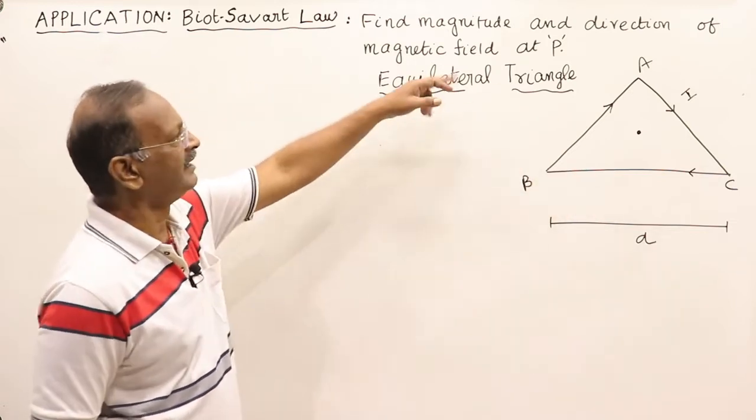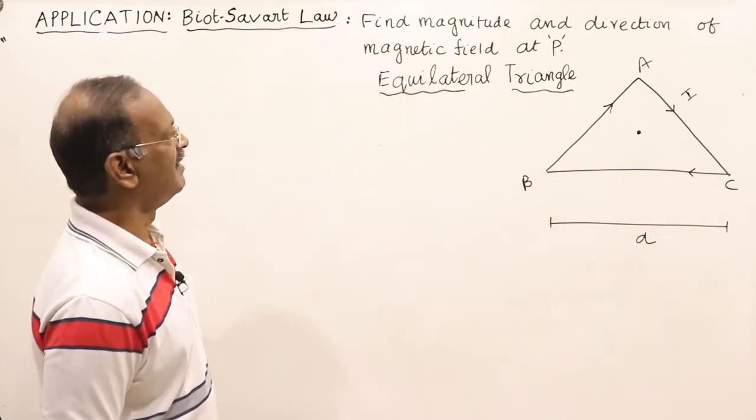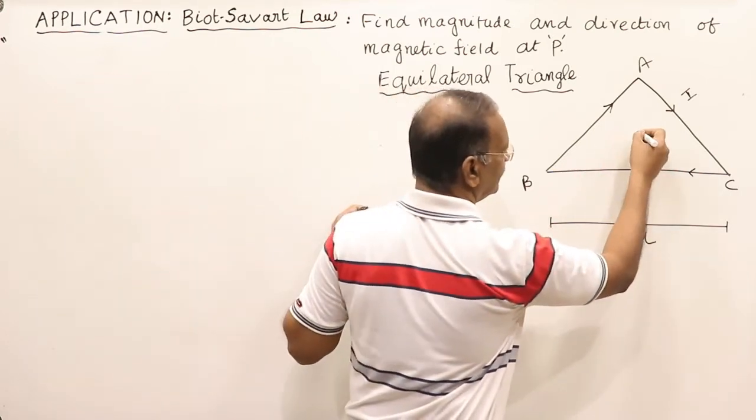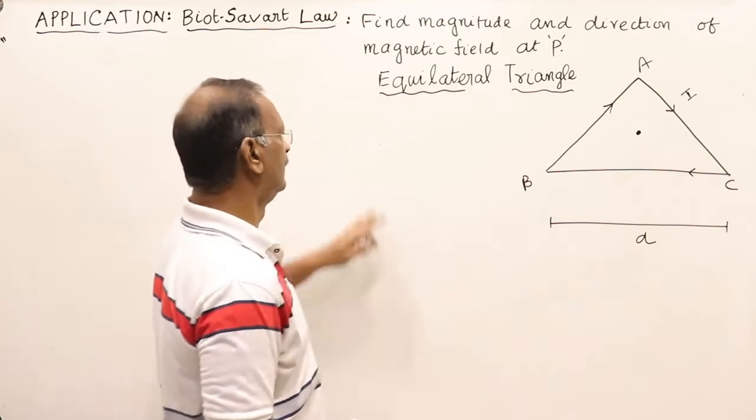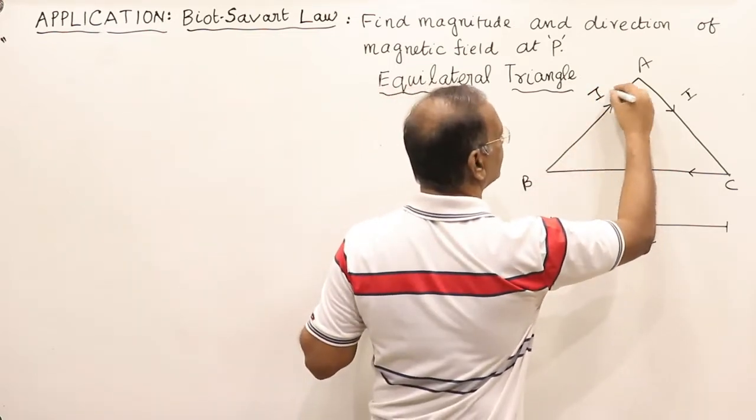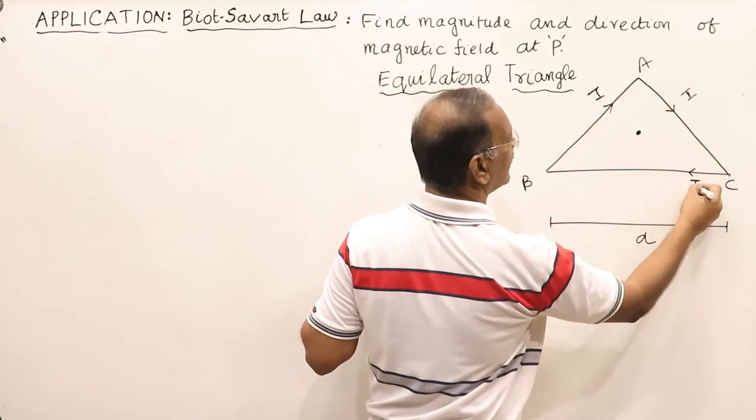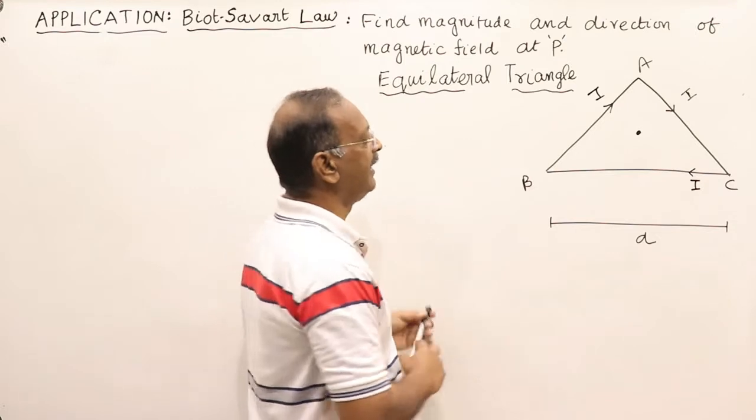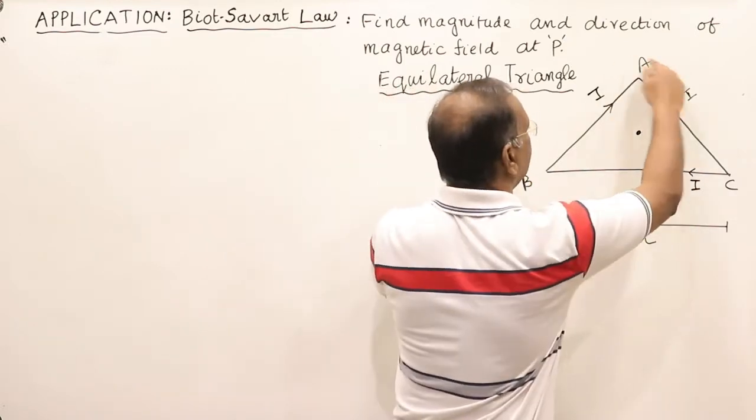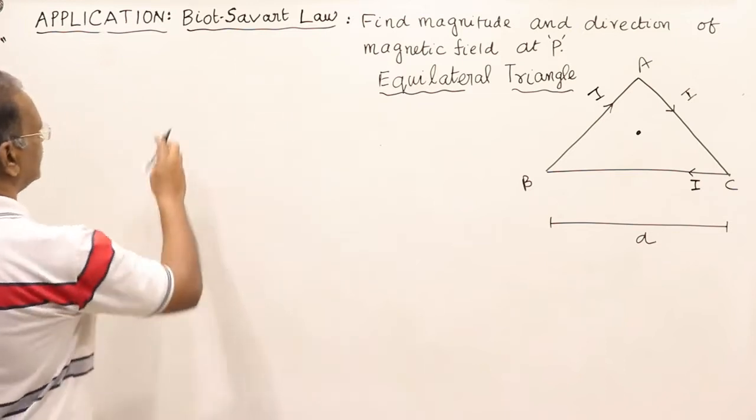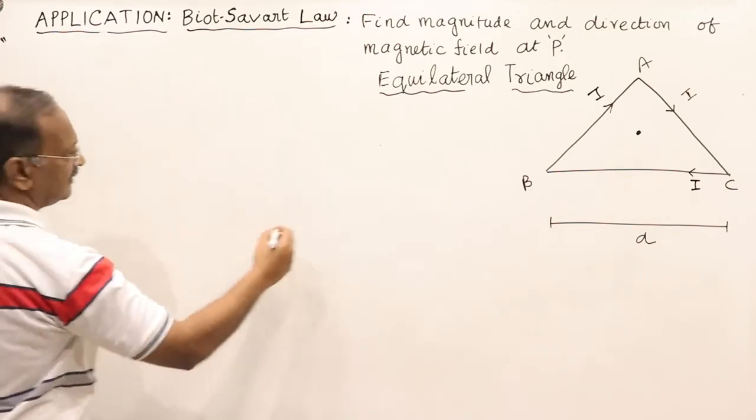Find the magnitude and direction of the magnetic field at P, where P is the center point of this triangle, that is, the centroid. The current is flowing in the given direction. This is an equilateral triangle with each side D, D, D, so each side is equal to D. First let us draw this figure.